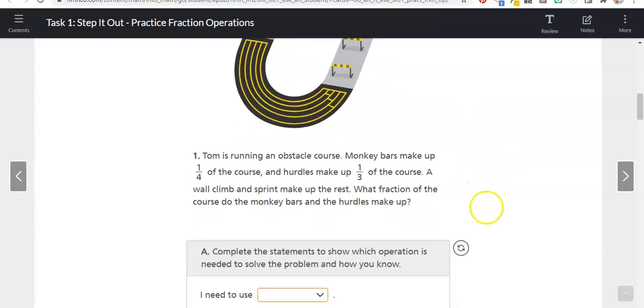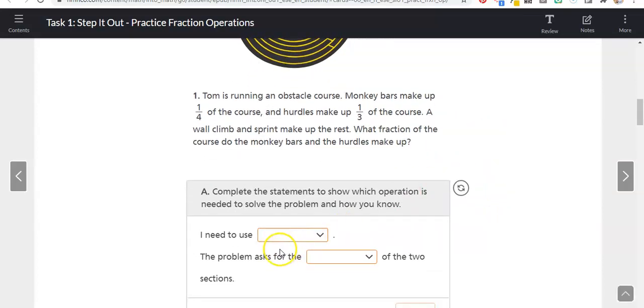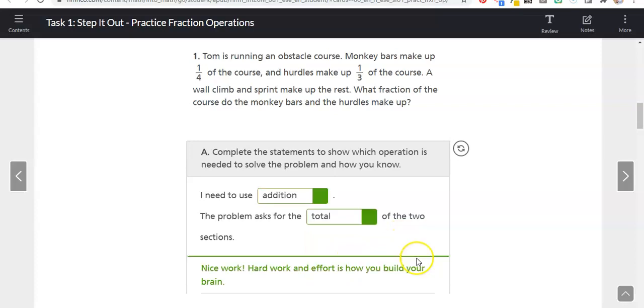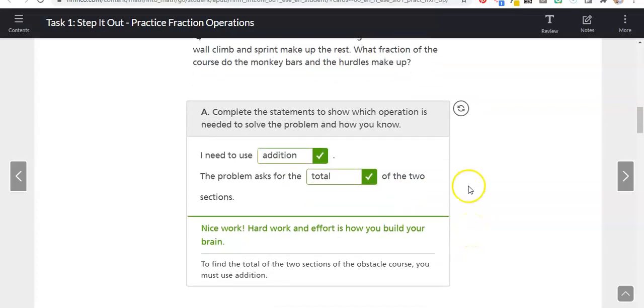So what they want us to figure out is if we need to add, subtract, multiply, or divide. Now it says, what fraction of the course do monkey bars and hurdles make up? That and means we're going to add them together. So we're going to use addition. The problem asks for the total of the 2 sections. So to find the total of the 2 sections of the obstacle course, you must use addition.